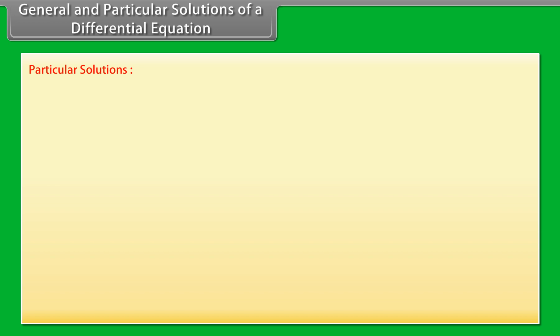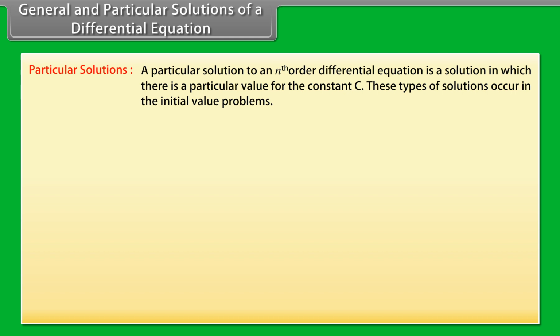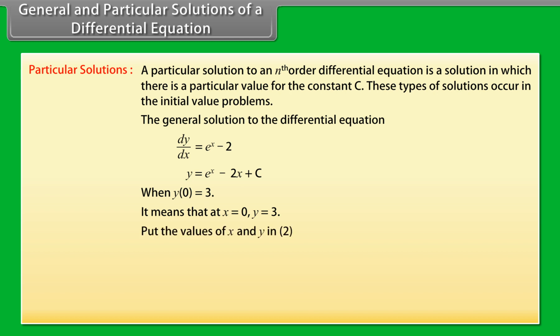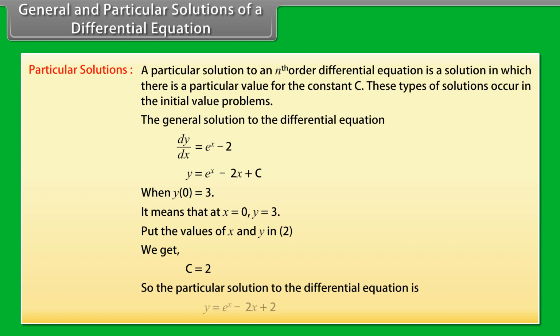Particular solutions. A particular solution to an nth order differential equation is a solution in which there is a particular value for the constant c. These types of solutions occur in the initial value problems. The general solution to the differential equation dy by dx equals e raised to the power x minus 2 is y equals e raised to the power x minus 2x plus c, when y of 0 equals 3. It means that at x is equal to 0, y equals 3. Put the values of x and y in equation 2. We get c equals 2. So the particular solution to the differential equation is y equals e raised to the power x minus 2x plus 2.